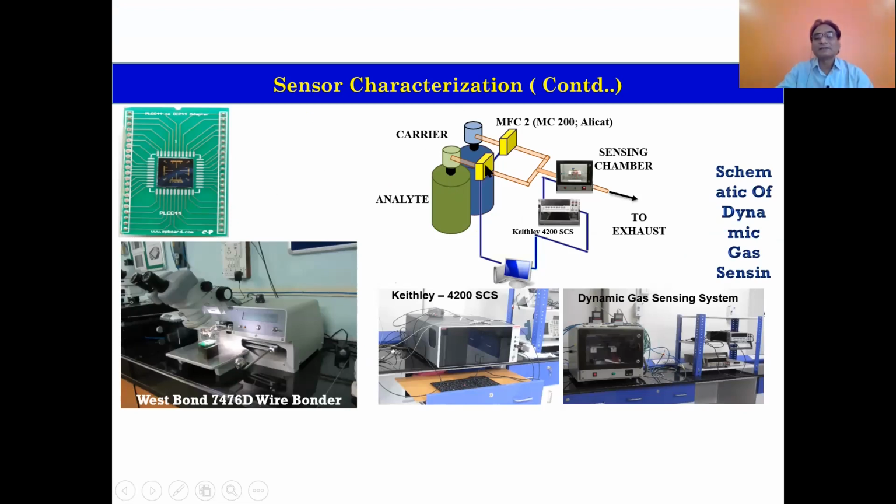And you can see here, this is the schematic for the gas sensing setup which we have developed indigenously. You must have seen this, and this is the 4200 Keithley semiconductor characterization system. This is the dynamic gas sensing system. Those who have not visited our center may not be aware, but those who are working with us are well aware of all those instrumentation.